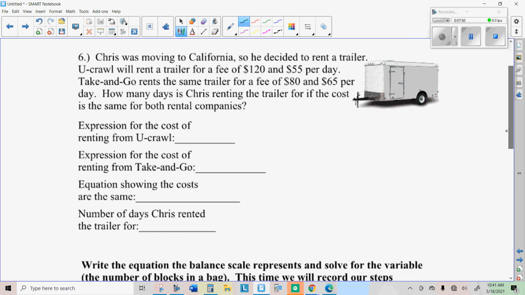All right. Chris was moving to California, so he decided to rent a trailer. UCrawl will rent a trailer for $120 plus $55 per day. And Take and Go charges $80 but $65 per day. Okay, so go ahead and write the 2 expressions for the cost, and then an equation that will show that the costs are the same, and then figure out the number of days Chris rented the trailer for.